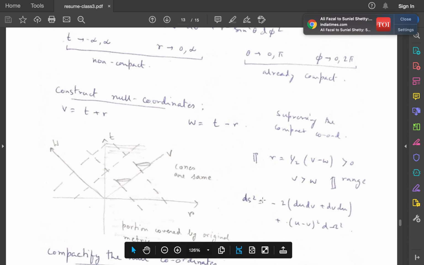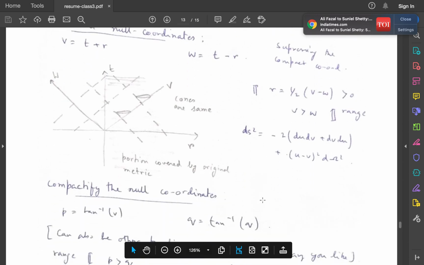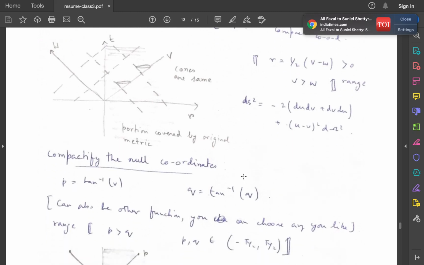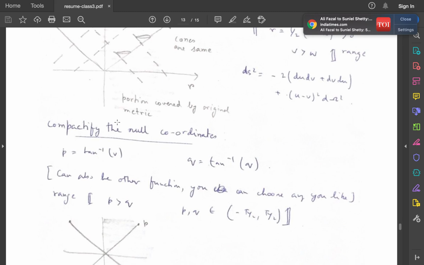Next, if I want to write this metric, you will find that you can write it without mixing up the temporal and spatial coordinates. So these are two null coordinates, v and w. However, they are still not in compact form. Now what we do is compactify. The third point is, remember, we have to compactify.